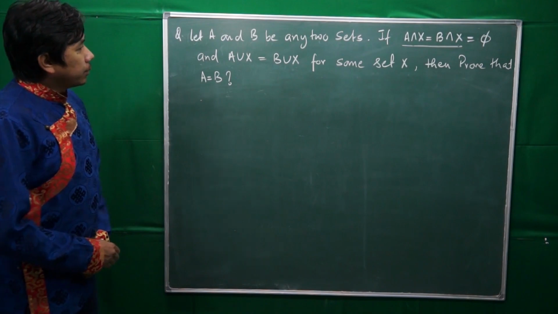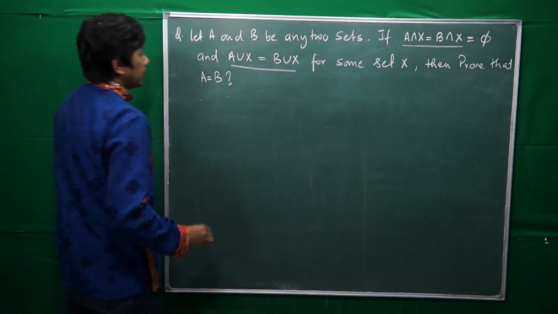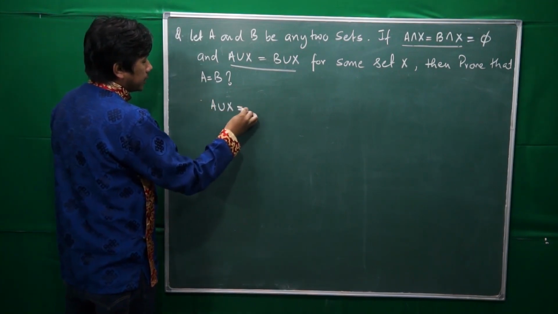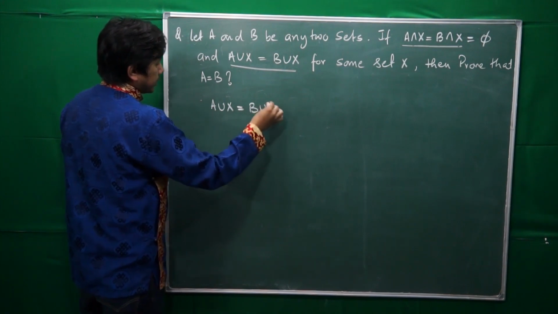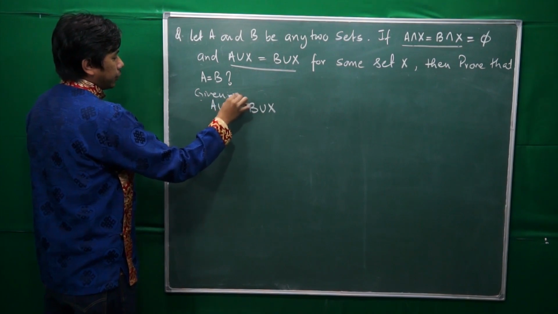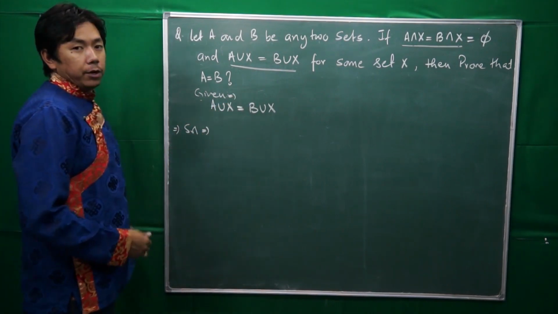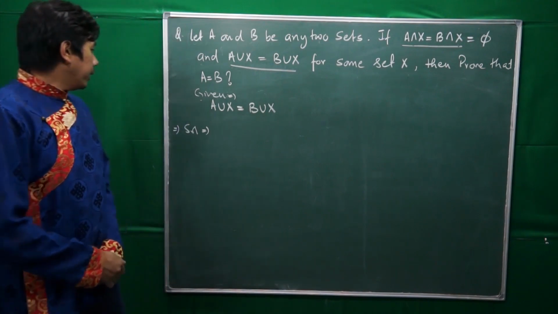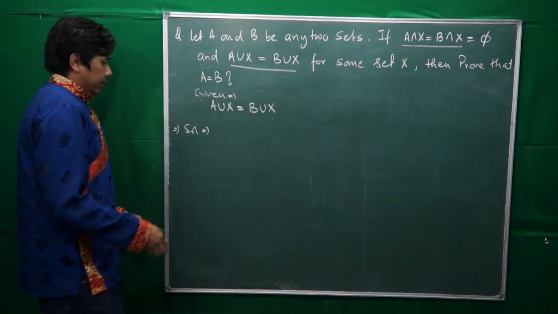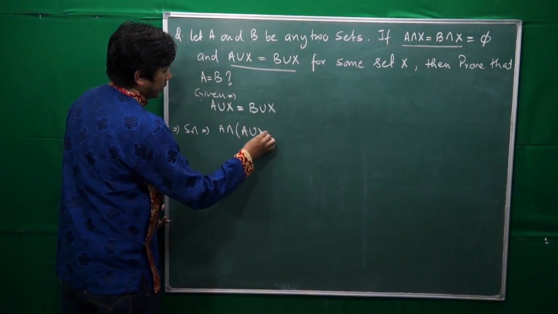All right, so to begin with, we'll take the given equation, which states that A union X is equal to B union X. This equation has been given in the question. So the first step is to take the intersection with A on both the sides. Now, A is intersected with A union X.